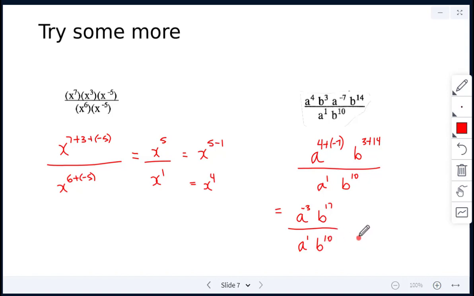Now we can go ahead and use the quotient law and subtract. So here we have negative 3 minus 1, I'll just write that out. So negative 3 minus 1, and then for b, we have 17 minus 10. All right, so our final answer here, negative 3 minus 1, that gives me a to the power of negative 4, and then b to the power of 7. So this here is the final answer.